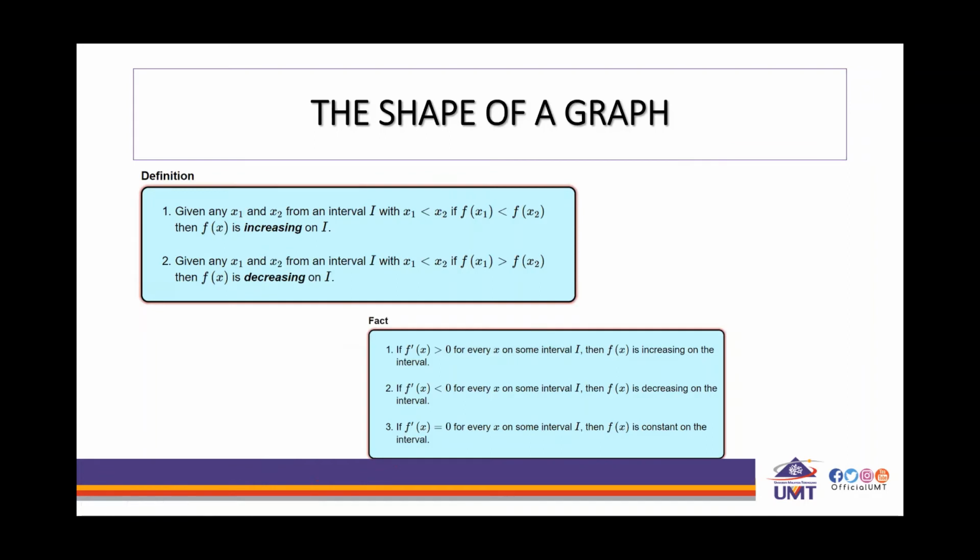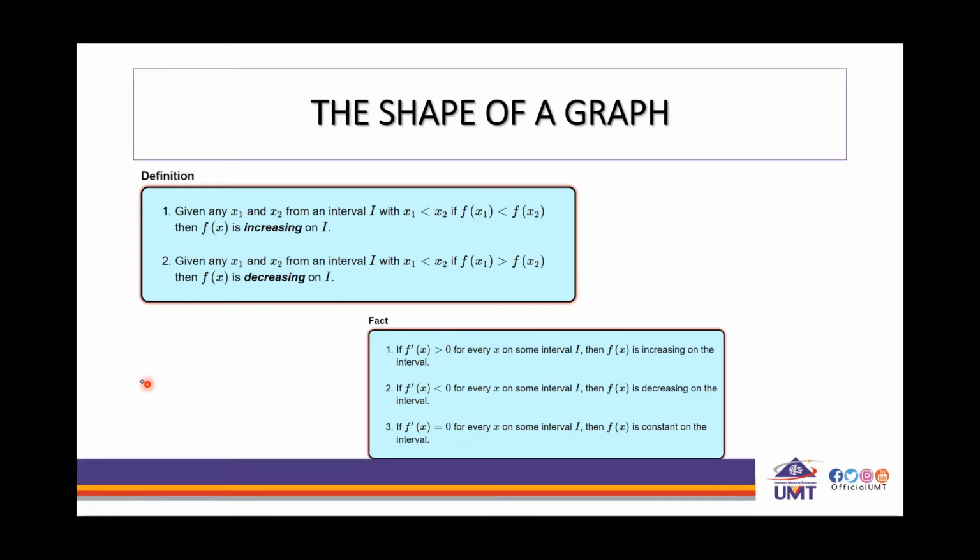Okay. So now we move on to the shape of a graph. Definition of the shape of a graph: given any x1 and x2 from an interval I with x1 smaller than x2, if f(x1) is smaller than f(x2), then f(x) is increasing on I. And the second one, given any x1 and x2 from an interval I with x1 smaller than x2, if f(x1) is greater than f(x2), then f(x) is decreasing on I. Okay, so the fact, baca fact dia, the first one: if f prime x lebih besar pada kosong for every x on some interval I, then f(x) is increasing on the interval.